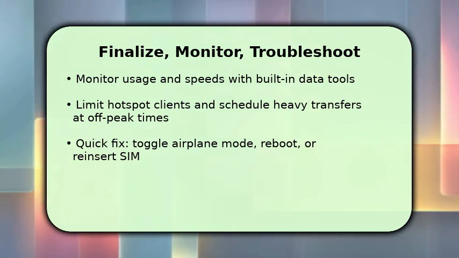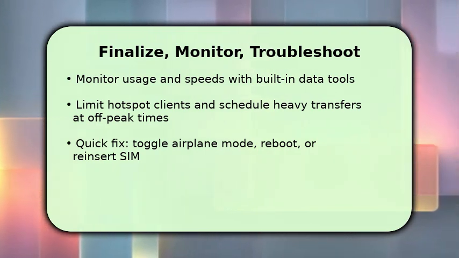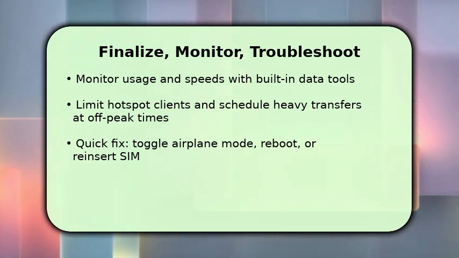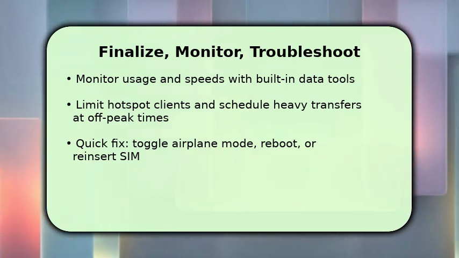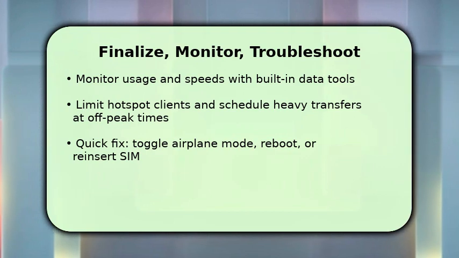If performance drops, reboot the radio by toggling airplane mode, restart the phone, or briefly remove and reinsert the SIM to refresh provisioning. If tethering still fails, contact carrier support with APN and tethering logs for a swift resolution.